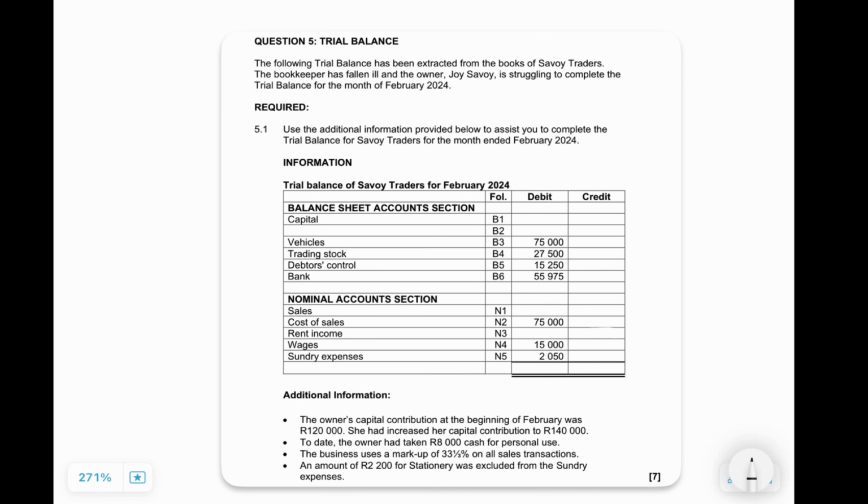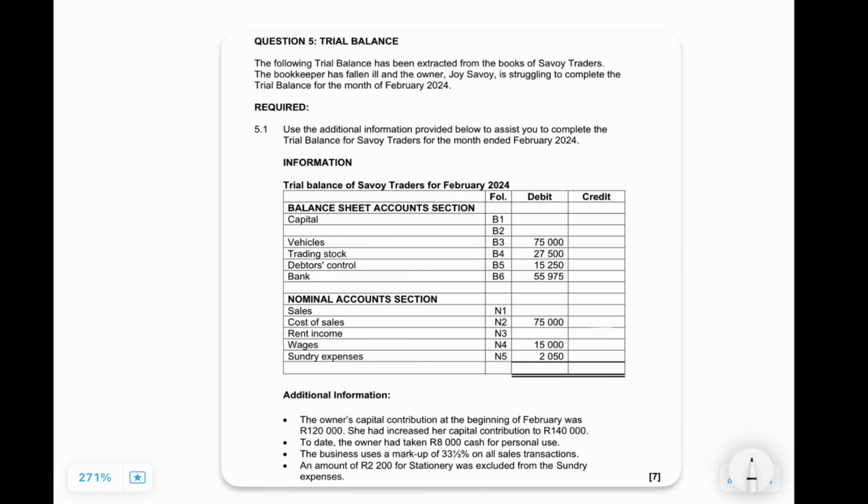So let us get into today's lesson. Today we are doing a trial balance. This is a question from a past paper. I have done a video on the trial balance where I was just teaching the trial balance format, so you can check it out. The link will be down below in the description box.